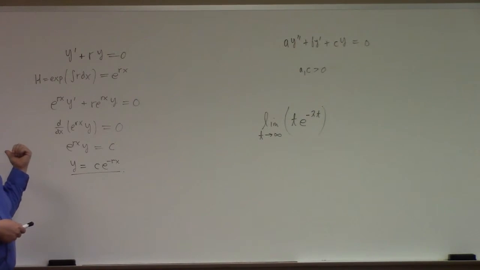So how do you move from positive r x to negative r x in hypothetical? Solve. I multiply both sides of the equation by e to the minus rx.